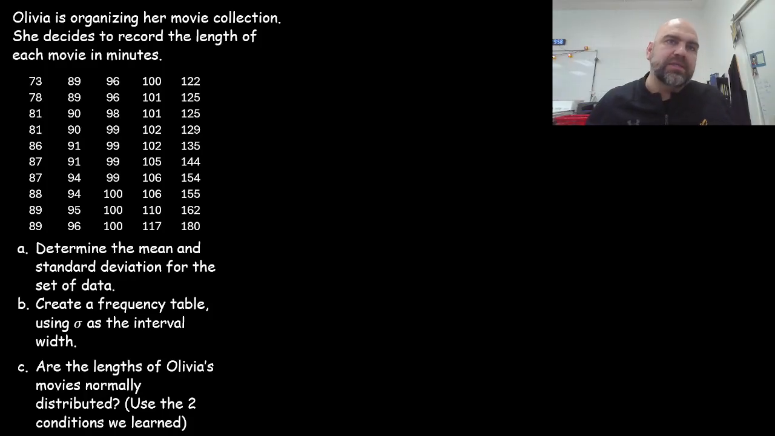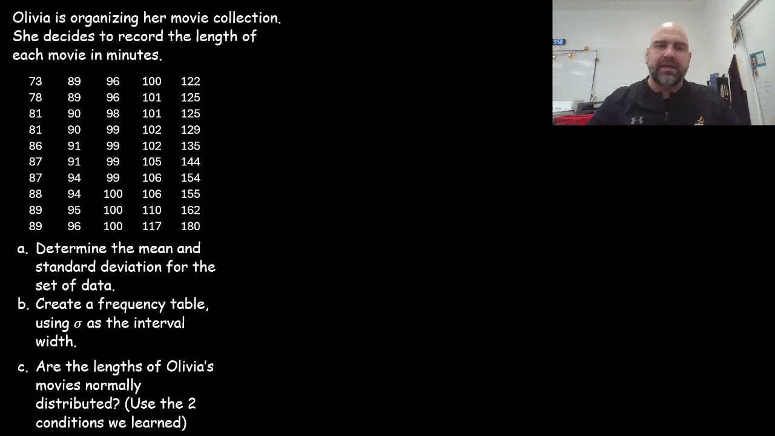Hello and welcome to this example where I'm going to be taking a look at finding the mean and standard deviation of a data set, and then using that to create a frequency table and answer some questions based on that. So the question states, Olivia is organizing her movie collection and she decides to record the length of each movie in minutes. Now I've put together the movie lengths.